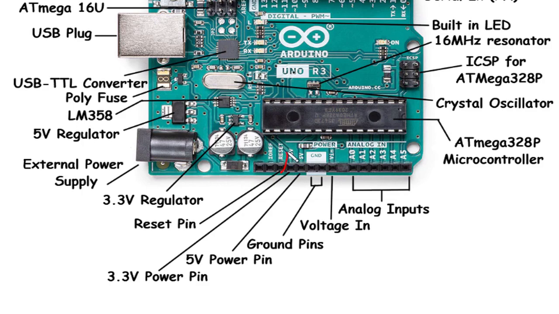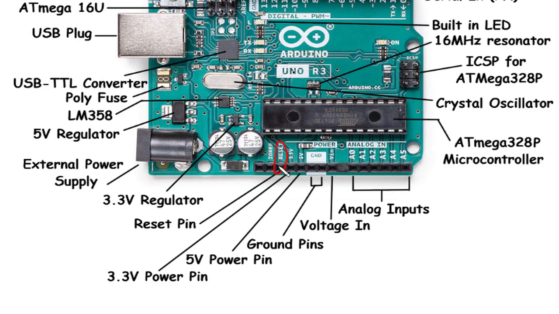Now, let's talk about the reset pin. The reset pin allows you to manually restart the microcontroller. By momentarily pulling this pin to a low voltage, you can reset the microcontroller, restarting your program execution from the beginning.